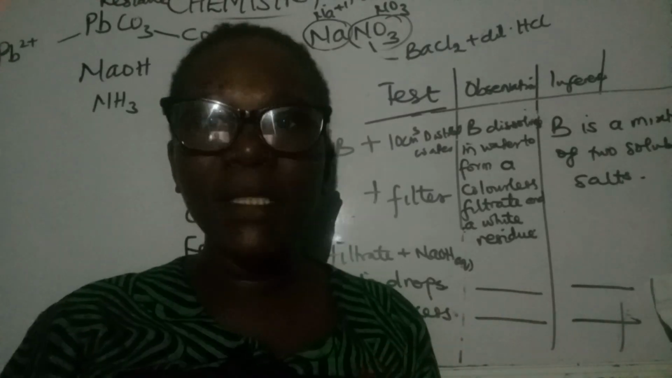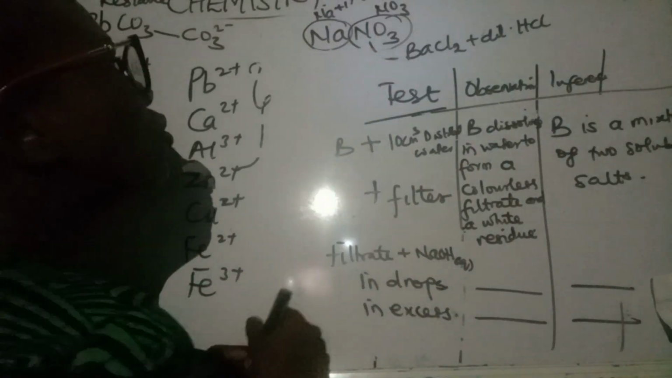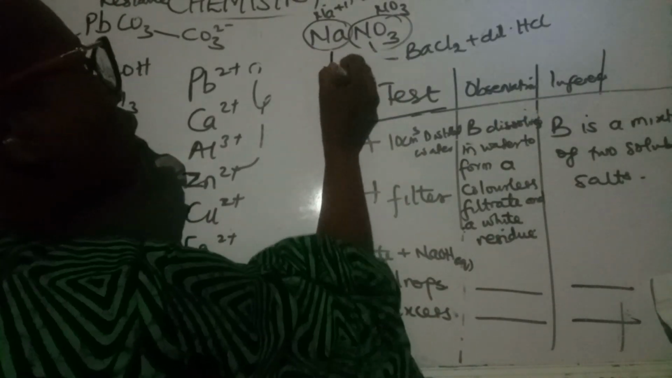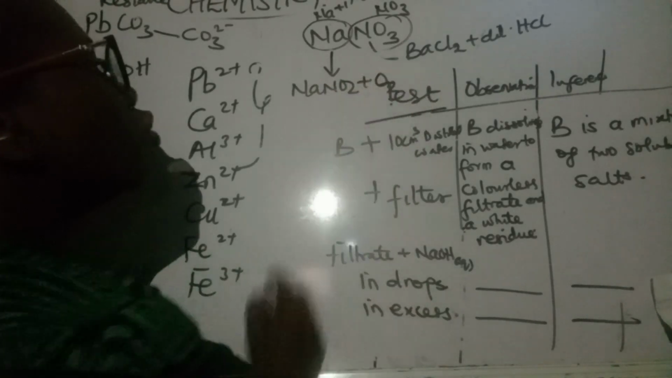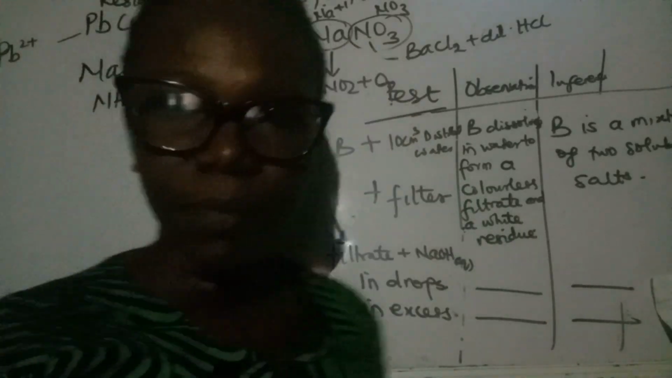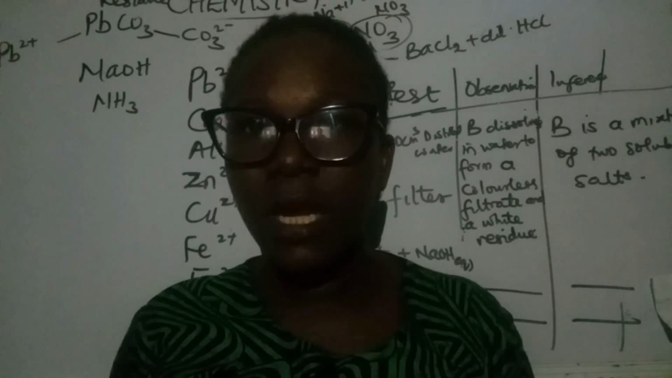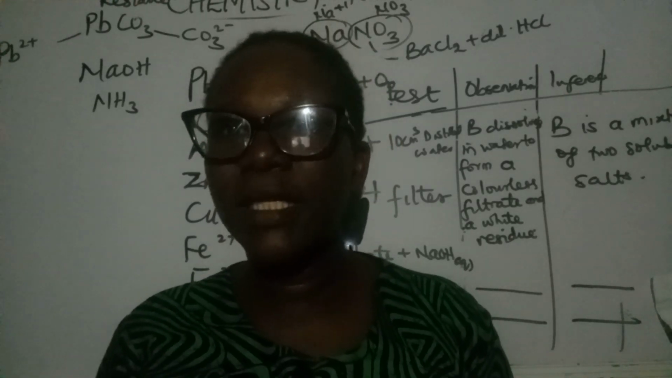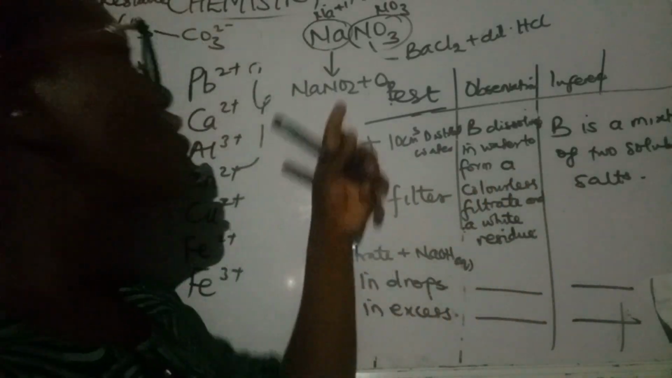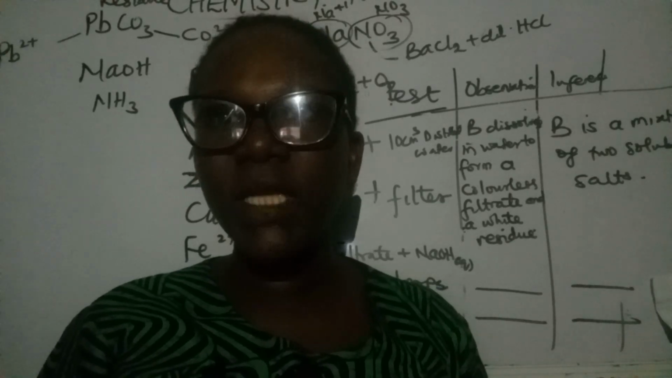Anytime you are boiling or you are adding acid, watch out for the liberation of a gas. And the only gas that will be liberated from trioxonitrate 5 of sodium is oxygen. And you will get something like this, NaNO2 and oxygen. If it's trioxonitrate 5 of other metals that are moderately reactive, it can liberate NO2 gas, that's nitrogen 4 oxide gas, that is a brown gas. But for sodium trioxonitrate 5, which is your filtrate, it is only oxygen gas that can be liberated.